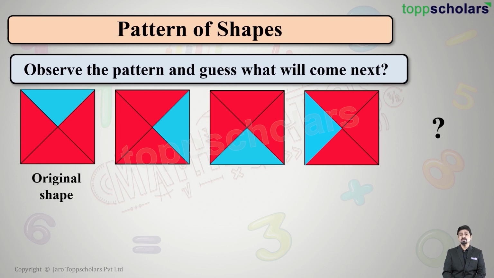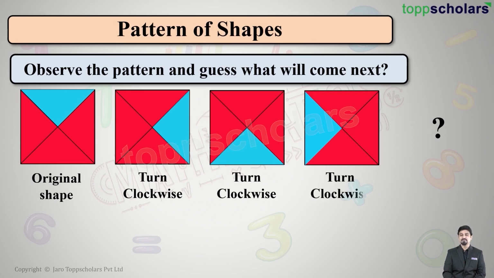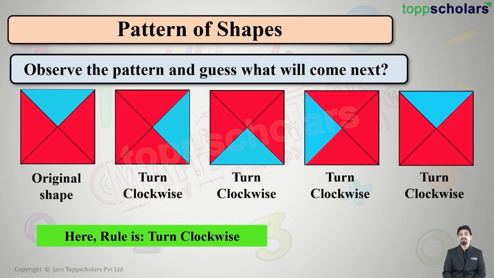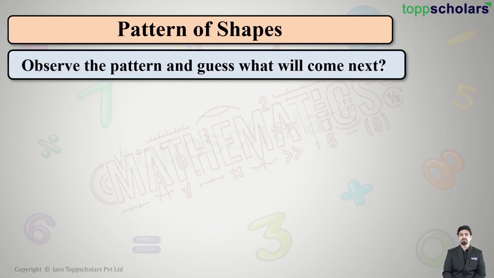If I turn the original shape clockwise, I will get the second figure. Further, if I turn it clockwise, the blue part will go on the bottom, like this, the third shape. Further turning clockwise, the blue part will go on the left side to make the fourth figure or shape. So how do I get the fifth figure? The rule is to turn clockwise. So turning the fourth figure clockwise, I will get the blue triangle at the top again like this. So this will be the missing pattern. Got it, students? Great. Apply the same rule, try the next pattern.